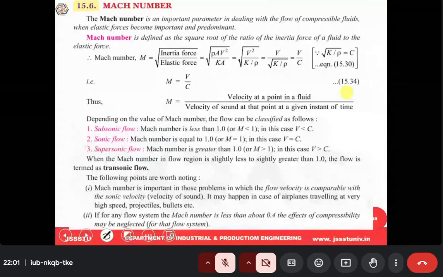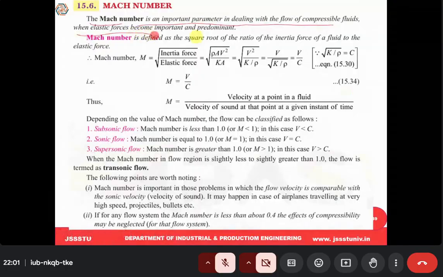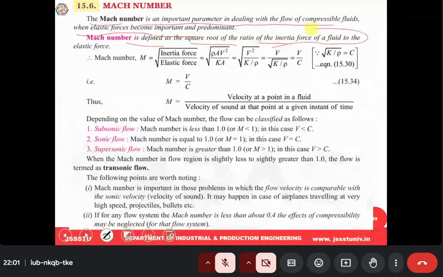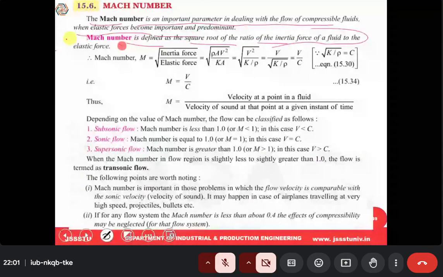So let me see what that Mach number is. Mach number is an important parameter in dealing with the flow of compressible fluid, when the elastic force becomes more important and predominant. Mach number is defined as the square root of the ratio of the inertia force of the fluid to the elastic force. That is, M equals the square root of inertia force by elastic force. Inertia force means rho A V square. Elastic force is nothing but K into A.